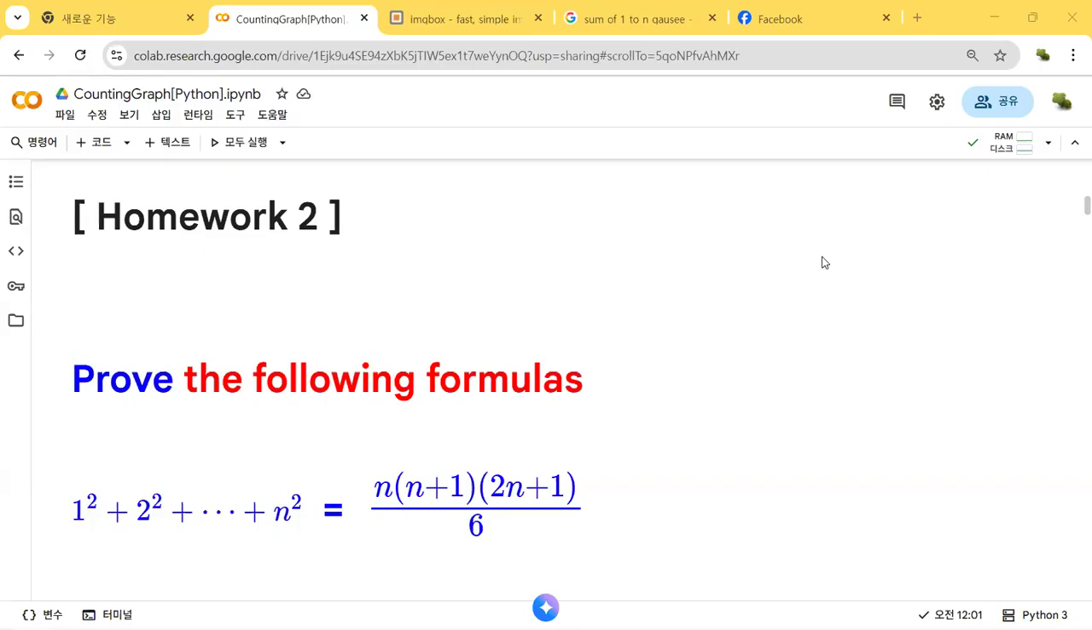Let me explain the homework problem 2. The homework problem 2 is to find the formula for the sum of integer squares. Okay, like this. So this is the sum of squares, so up to n. Then the formula is this one. Okay, and this is the homework problem 2: to prove the following formula.